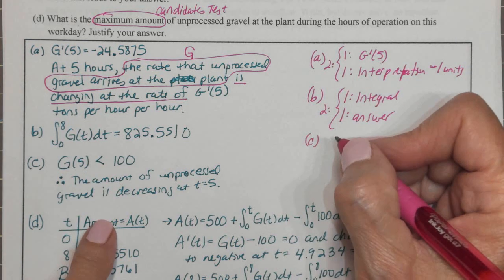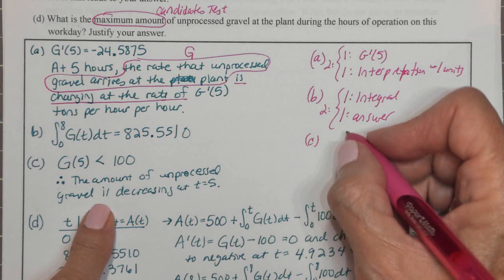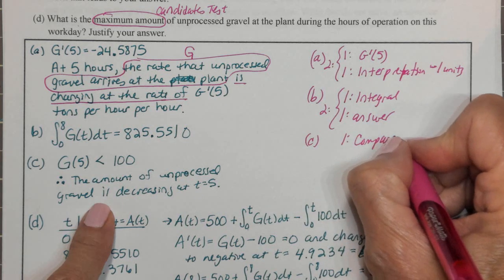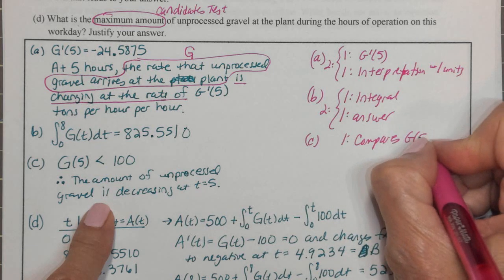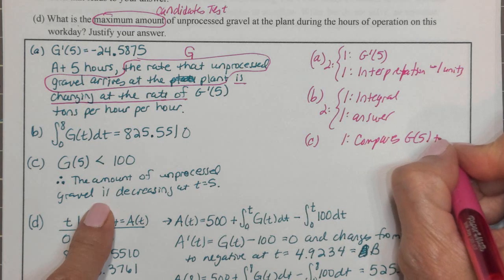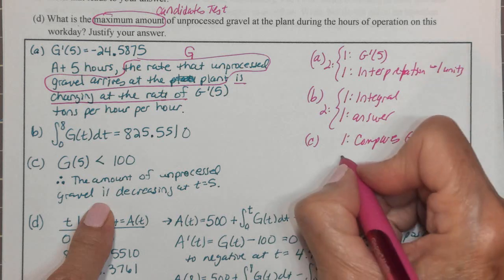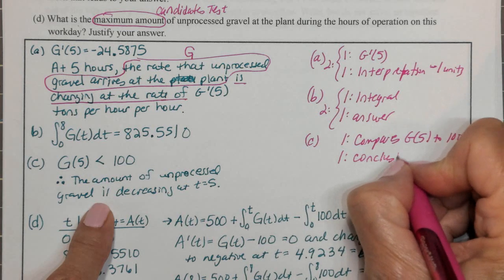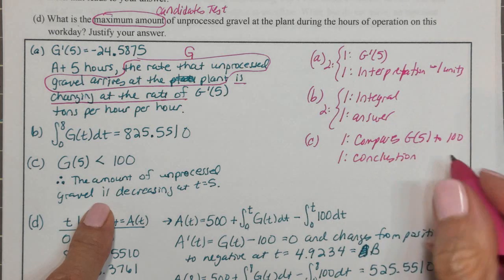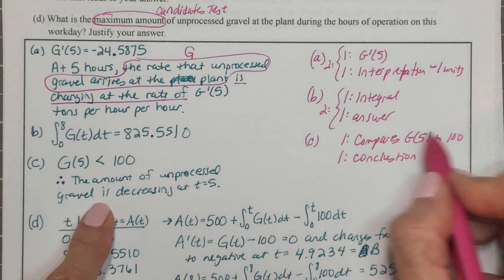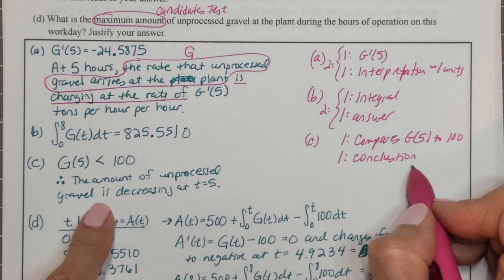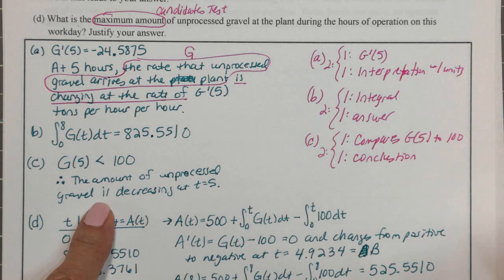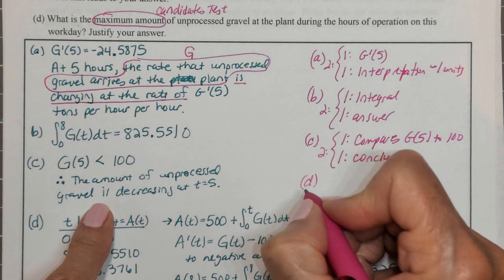Part C, also worth 2 points. 1 point was for what they said compares G of 5 to 100. And 1 point for conclusion. And there was a note that said you had to have earned the first point to earn the second point. So you couldn't just take a wild guess and say decreasing. You had to say why.